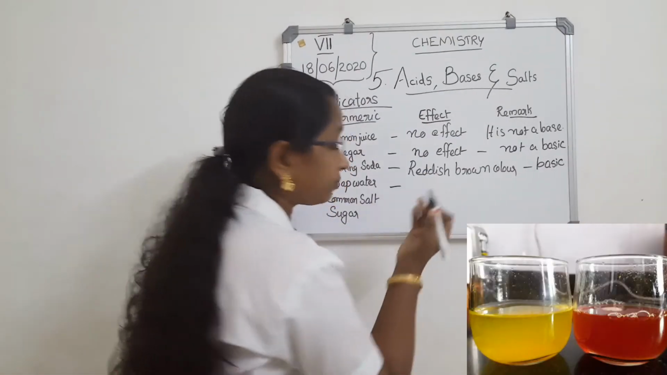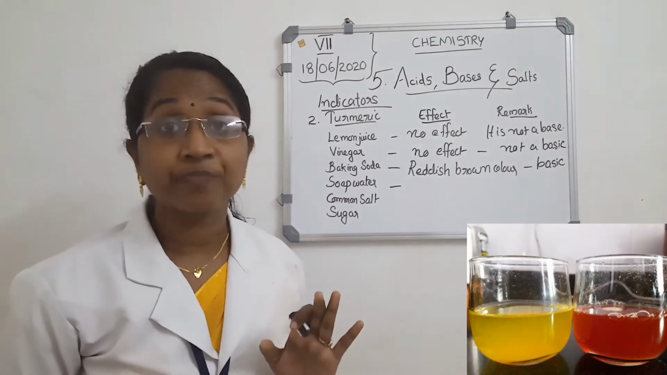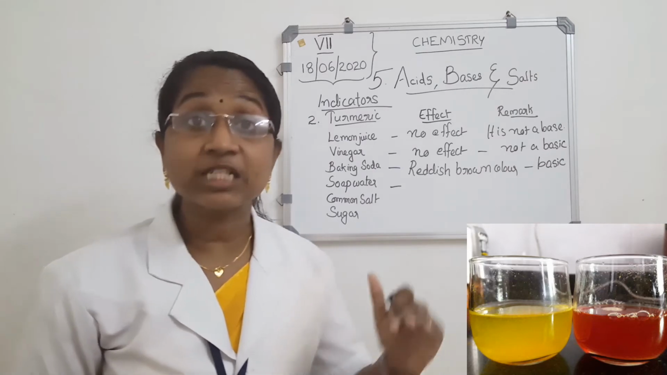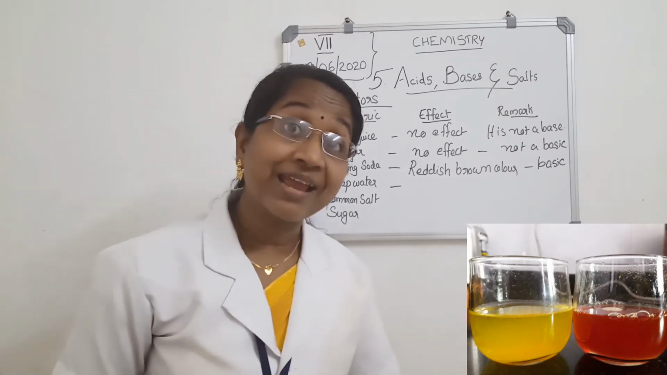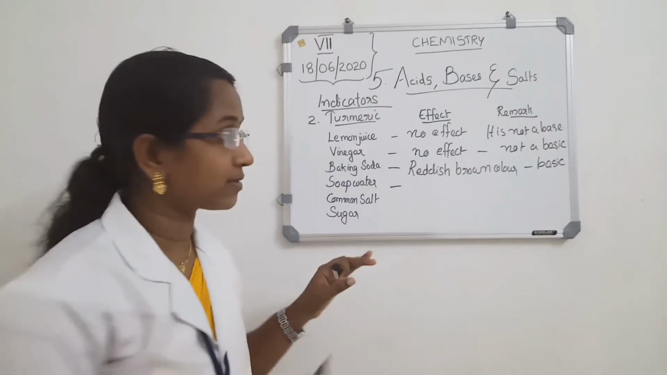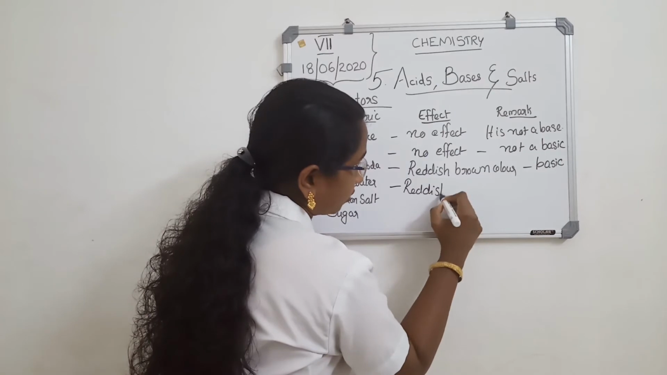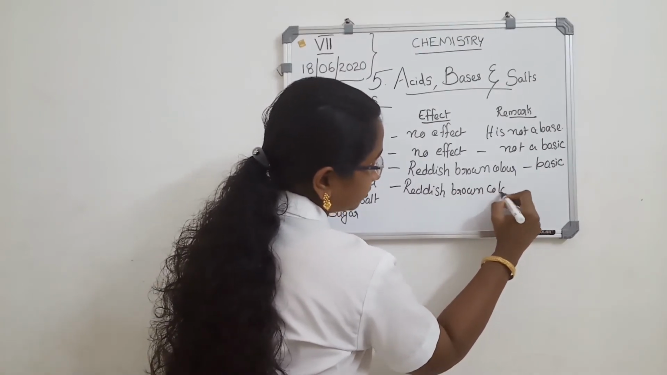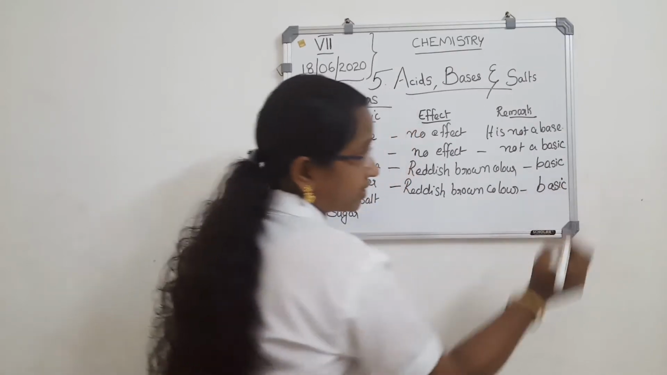Soap water. What is the effect of soap water on turmeric paper? It also shows reddish brown color. That means it's also a basic substance. Here also reddish brown color. It's also a basic substance.